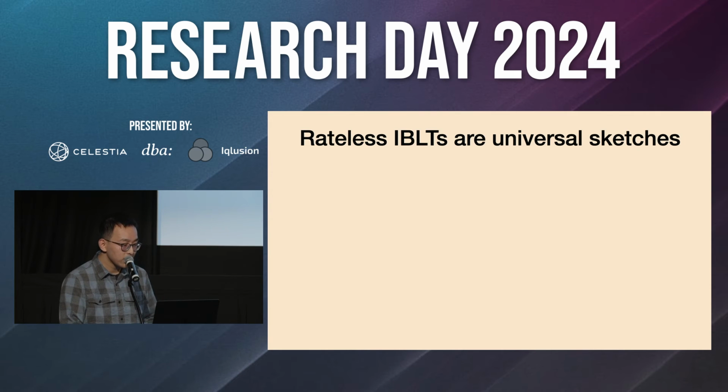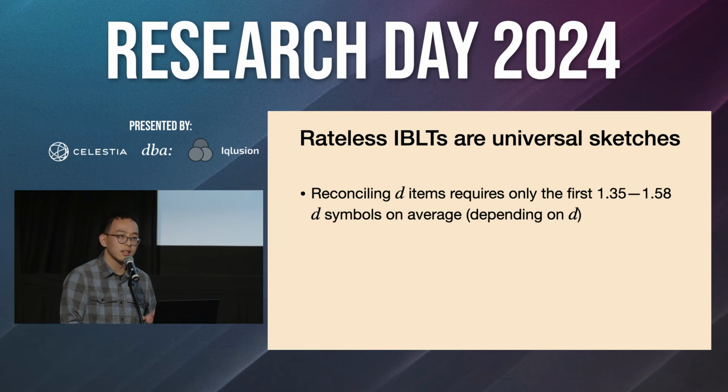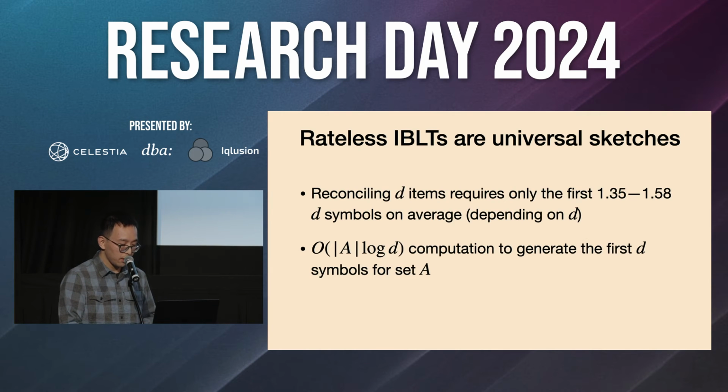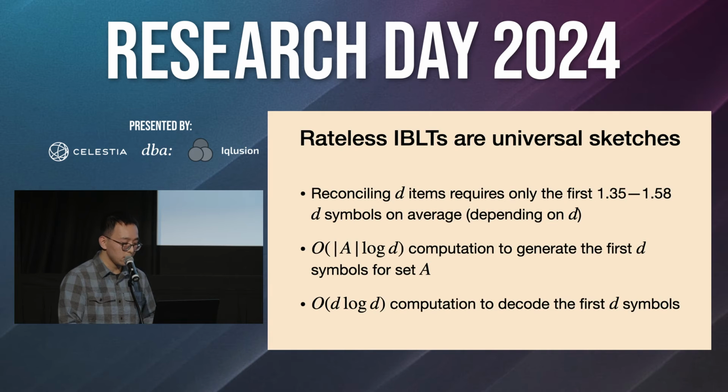So what we did is we actually designed such a universal sketch, and we call it rateless invertible Bloom lookup tables, or rateless IBLTs. And it has all the properties that I just mentioned, and it's the first realization of such a universal sketch that has good computation and close to optimal communication cost. So using rateless IBLTs, reconciling D items, say D state entries, takes on average 1.35 to 1.58 D symbols. And here the coefficient 1.35 to 1.58 depends on the actual value of D, but 1.35 and 1.58 are the bounds. And the computation cost is also low, and generating D symbols requires scanning the set log D times. And decoding is also efficient. It takes about D log D computation to decode D symbols.